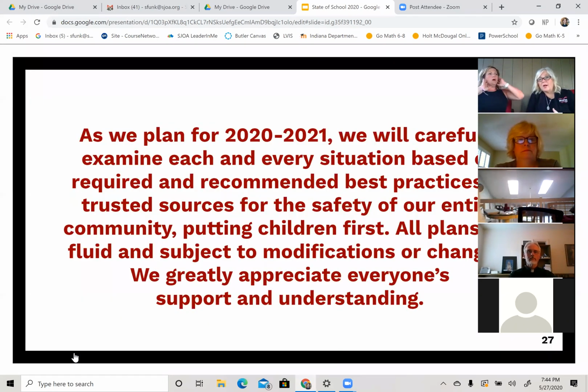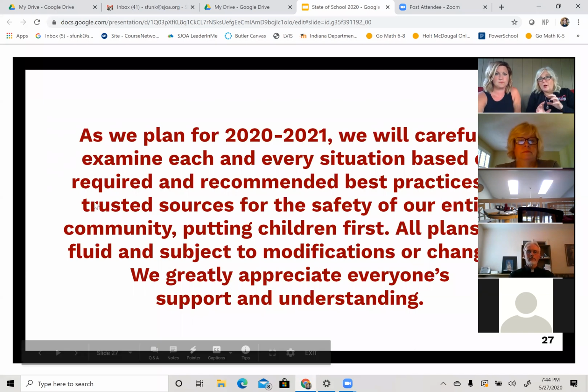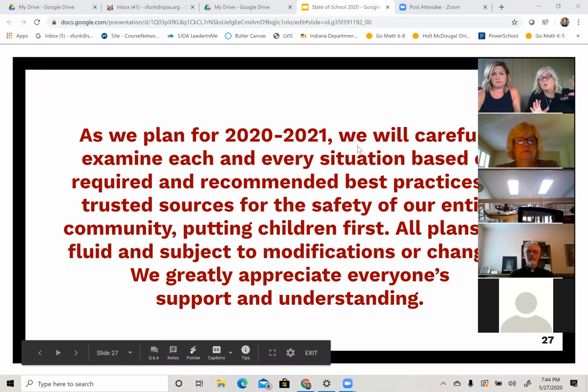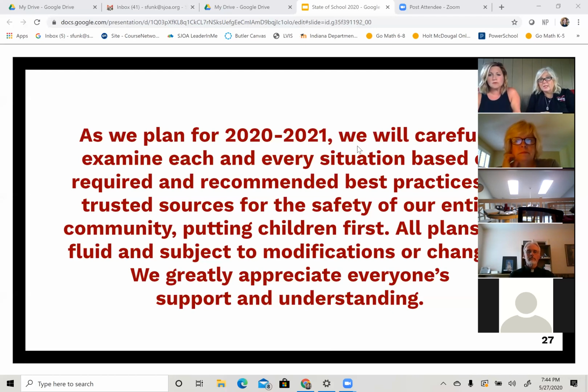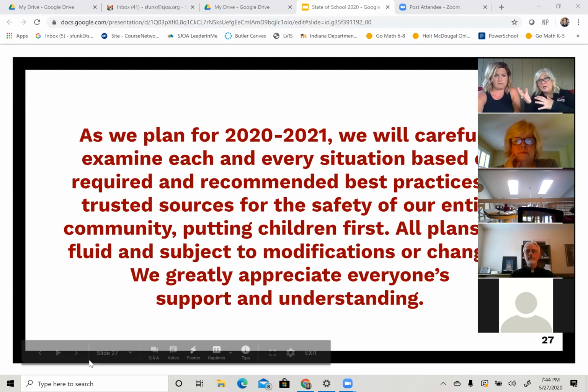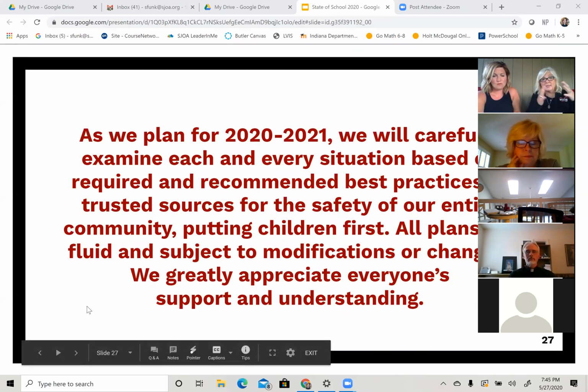So I wanted to share, I drafted this. It is very important that we recognize our children are at the center of our decision making. We're worried about everybody's safety, mostly the children sitting in our seats. And all of our plans are fluid and subject to modification. We never know when the governor or the mayor is going to expand or pull back the number of people who are allowed to congregate or attend things.